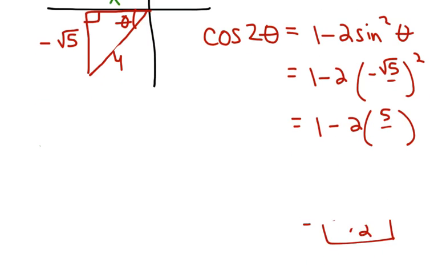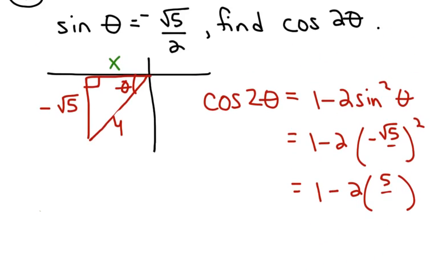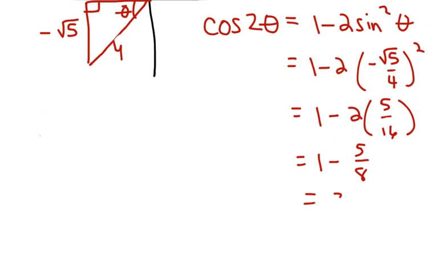Let's try that again. Sorry. If I make that 4, then that's going to be 16, and then that's going to be 1 minus 5 over 8, and then I'm going to get 3 over 8. There we go. There's my cosine of 2 theta.